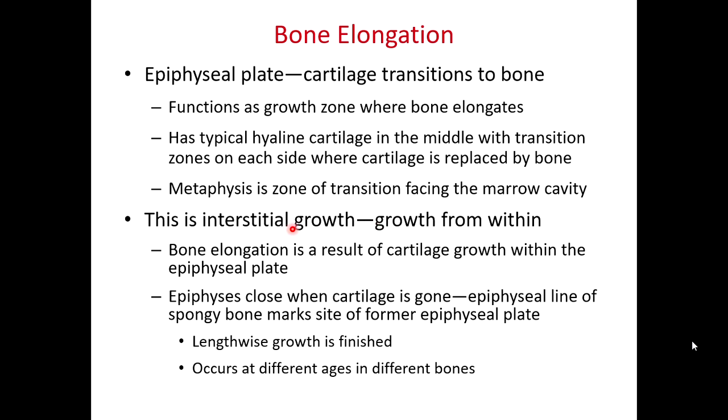We're also going to have interstitial growth. Interstitial growth can be bone growth from within. So when we think of this elongation of the bone, this is growth from within the bone. This is interstitial growth. So the elongation of the bone happens at the epiphyseal plate. When that hyaline cartilage of the epiphyseal plate is replaced with bone tissue, it's now going to be referred to as the epiphyseal line. And at that point, we no longer are growing taller.